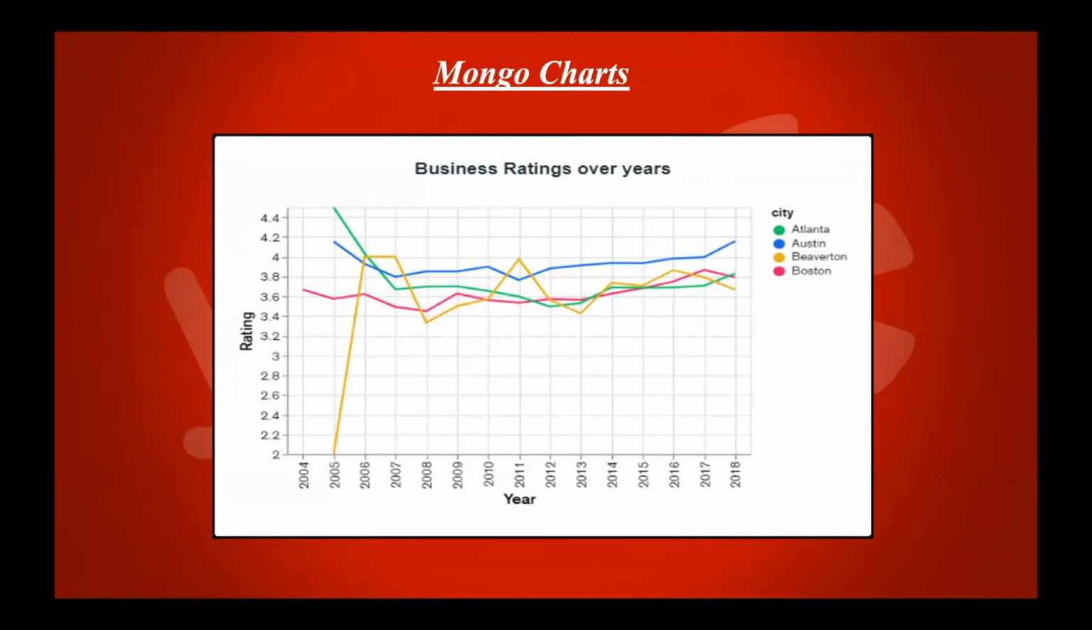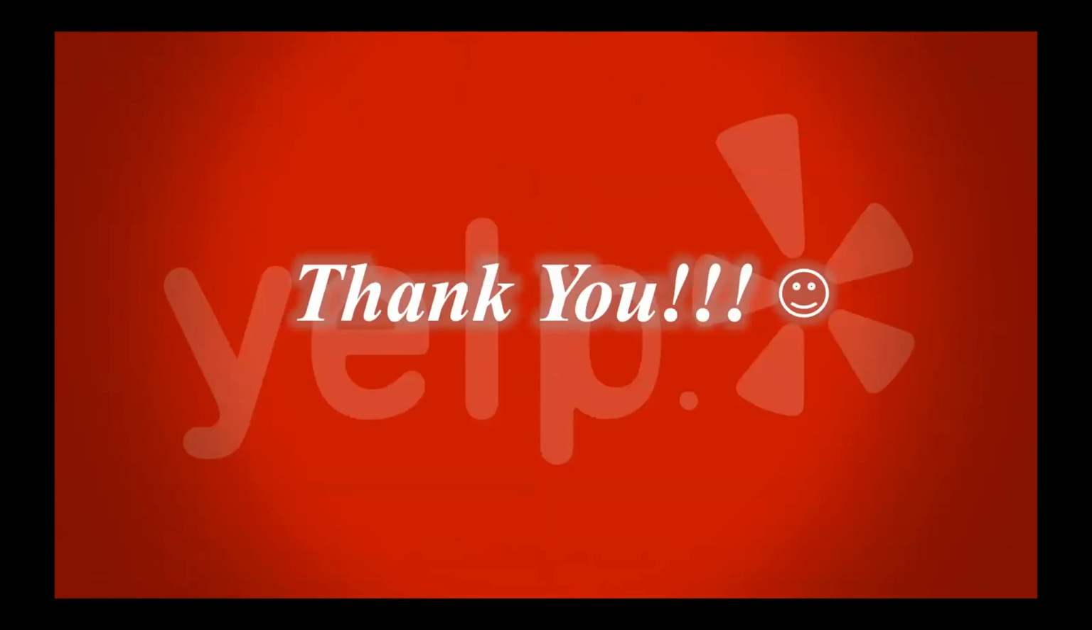So for Atlanta, it started with like 4.4, where they had a very good rating, and then the ratings keep on decreasing after some time. And in Beaverton, it was like 2 as an average rating, and they improved pretty nicely. So that's all for our presentation. We are open for questions.